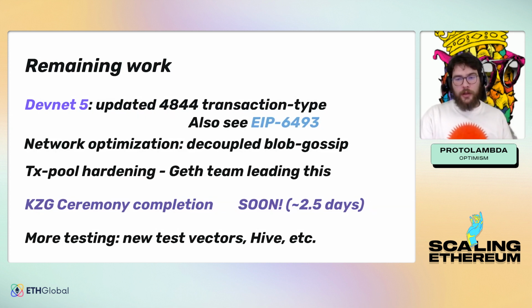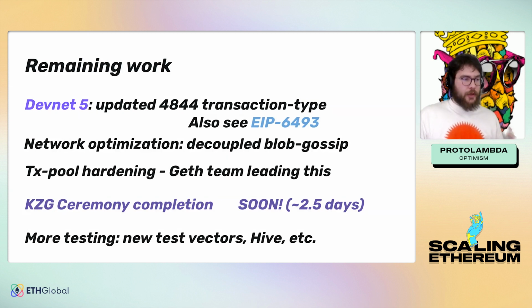And then we have some network optimization, decoupling of blobs. What this really means is that the blobs and the beacon blocks are gossiped separately. And so the smaller the messages, the more effective GossipSub is at propagating the data efficiently and without duplication. So this also saves us more bandwidth.